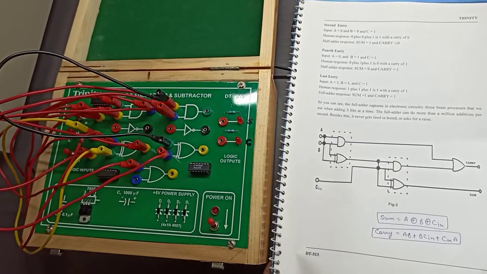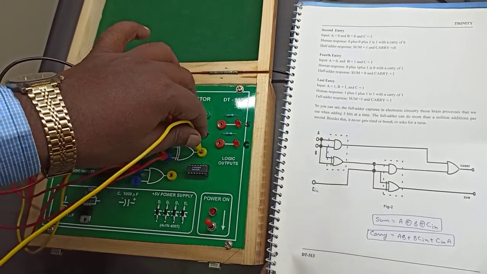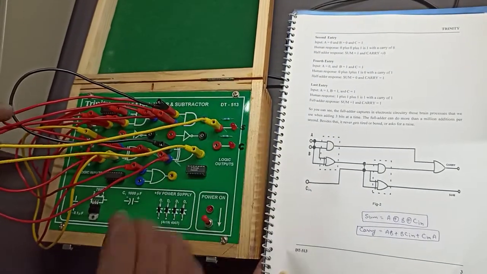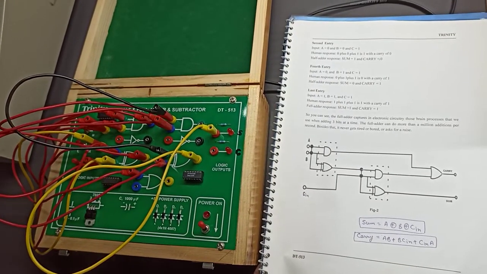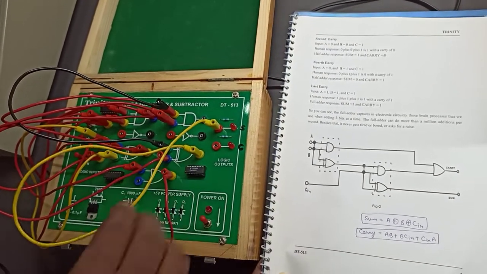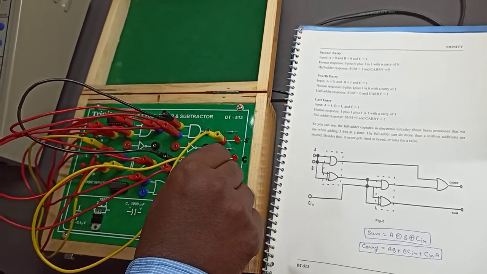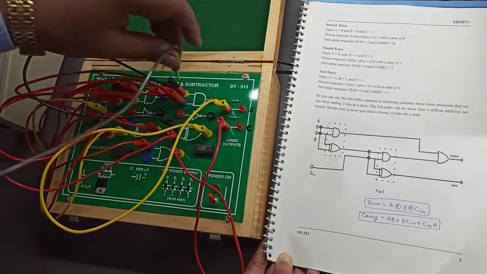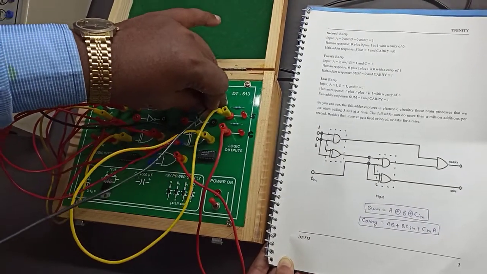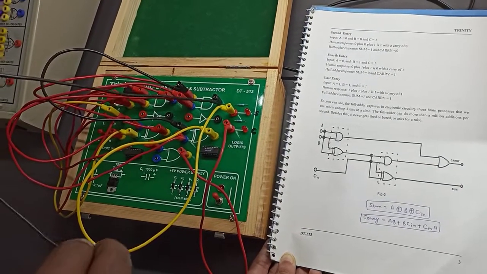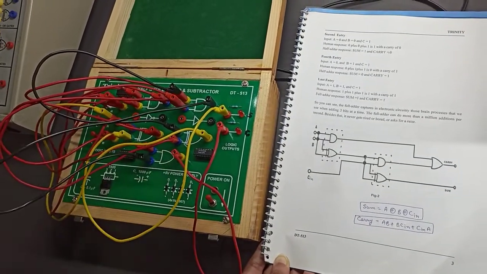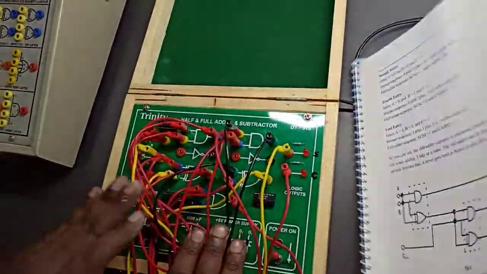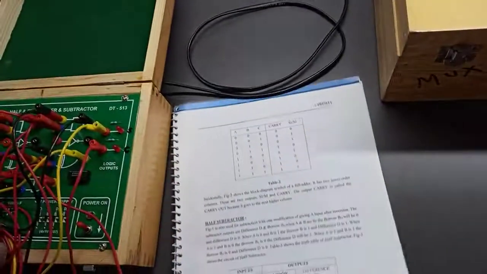The output of the exclusive OR gate goes to the sum output, and the output of the OR gate goes to the carry. And one thing we missed: the output of the second AND gate goes to the OR gate input. Now we have completed the circuit. Now we will verify its truth table.